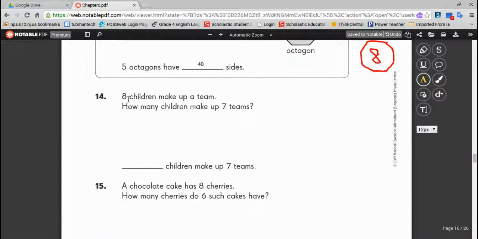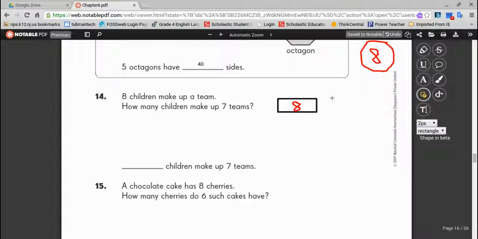Moving on, 8 children make up a team. Alright, so I'm going to draw a simple bar model. Here's my team. And I'm going to put the number 8 right in the middle. So that's my team. And I got 8 people over here, 8 children here. It says how many children make up 7 teams?